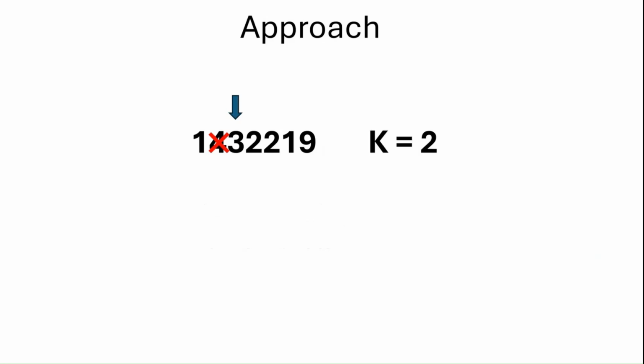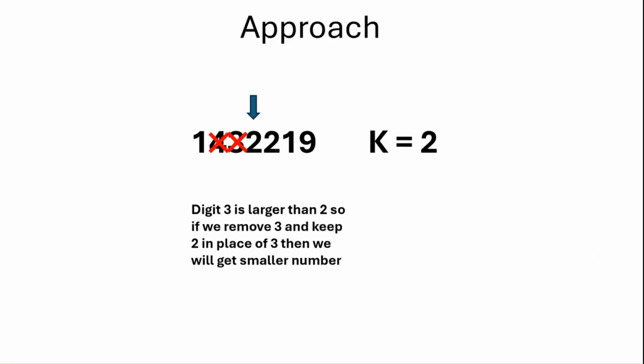Decrement the k. Now go to the next digit, which is 2. What is the previous digit which we kept? The previous digit which we kept is 3. Now digit 3 is larger than 2, so if we remove the 3 and keep 2 in place of 3, then we will get the smaller number, because 1 3 is 13. If we keep 1 2 instead of 1 3, then 12 is less than 13. So we are getting the smaller number, and k is not yet 0, so we can remove that digit.